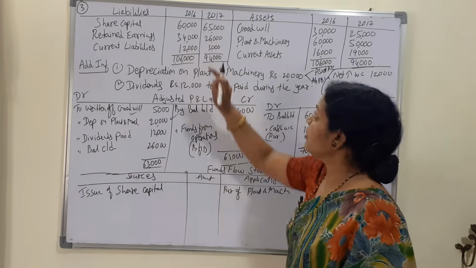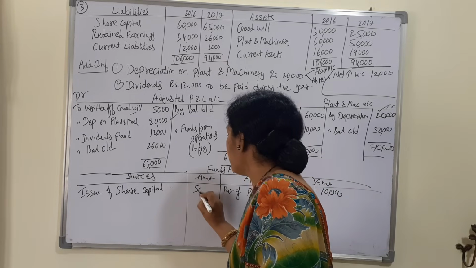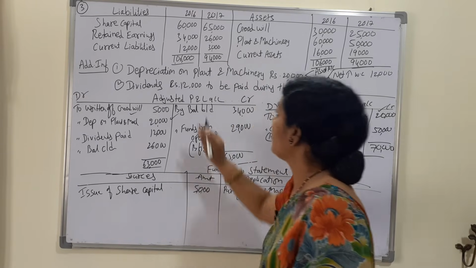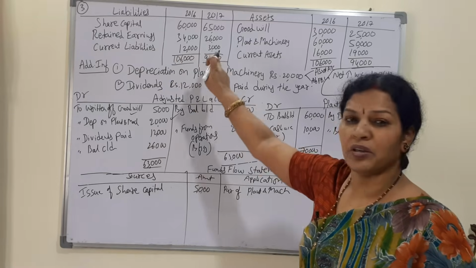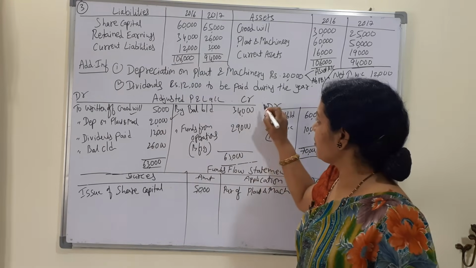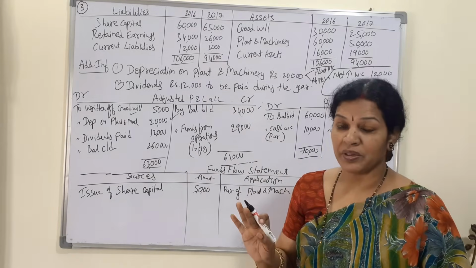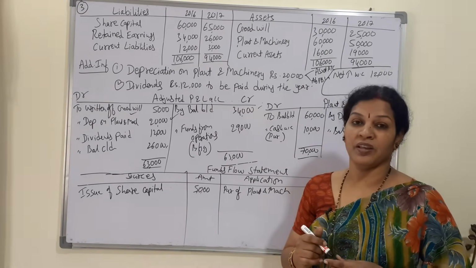How much we are issuing? 5,000. Difference 65,000 minus 60,000. So retained earnings already we have taken here, opening and closing balances. Current liabilities already we have taken. Now coming to the adjustments.